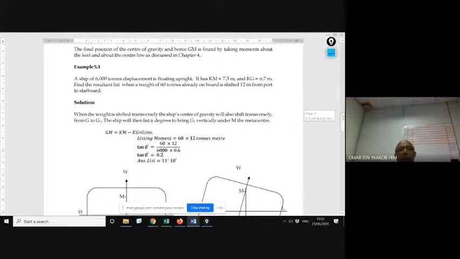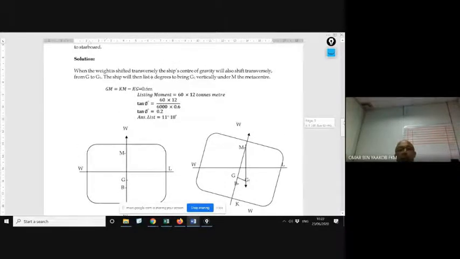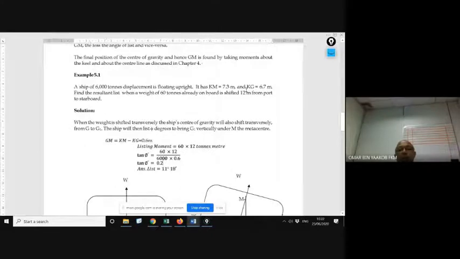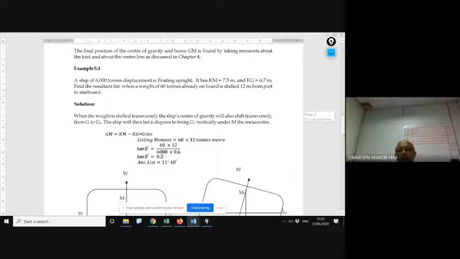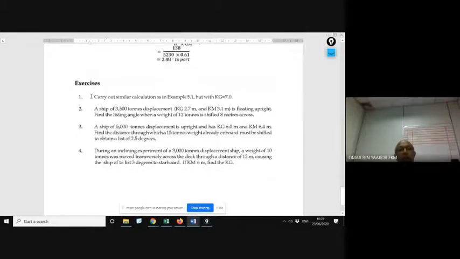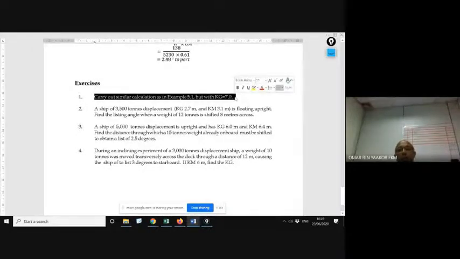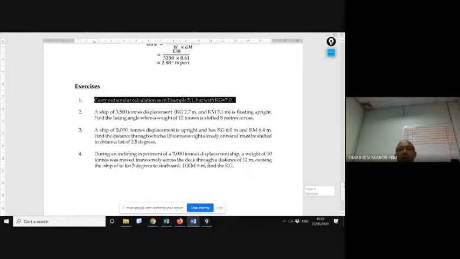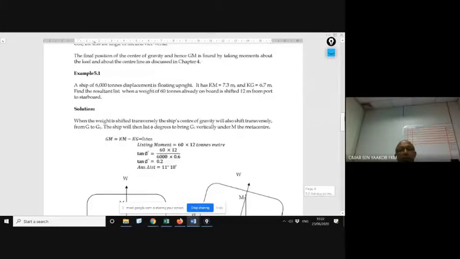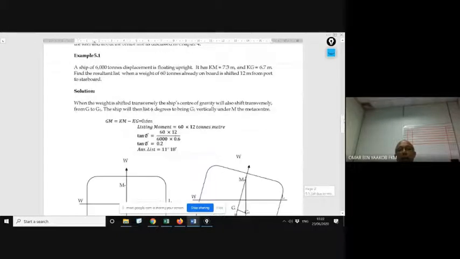And you can do the exercise. The exercise has exactly the same question. The first question is the same one, but with a different KG. So you go to the exercise, which is right at the bottom. It says carry out a similar calculation to example 5.1 with KG 7. If KG is 7, then GM is 7.3 minus 7. So GM is not 0.6, it is 0.3.